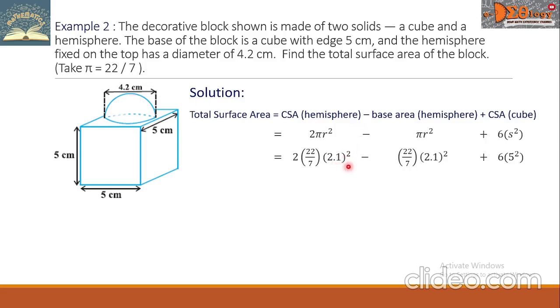Then we square. Minus pi is 22 over 7. R square is 2.1 square. Plus 6 times s square, and that is 5 square. The first group here is simplified into 27.72 minus the second group is 13.86 plus 150. When we simplify, the final answer is 163.86 square centimeter.